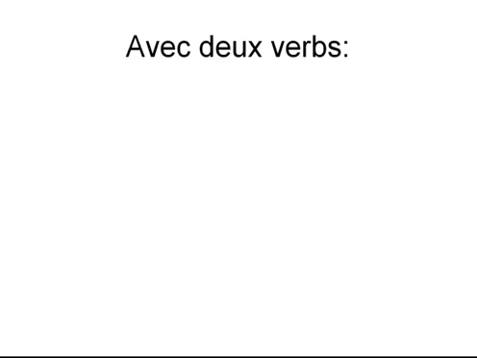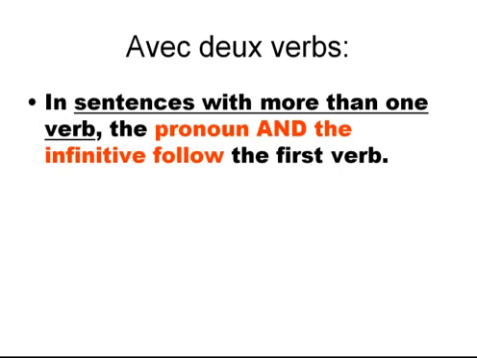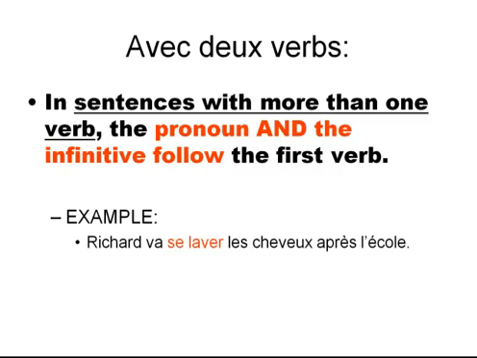Avec deux verbes, well, sometimes there's times when we need to have two verbs in a sentence. In sentences with more than one verb, the pronoun and the infinitive follow the first verb. In other words, the reflexive pronoun is going to go in front of the infinitive, just like it did with object pronouns when you had two verbs in a sentence. So Richard va se laver les cheveux après l'école. Richard's going to wash his hair after school, where the reflexive pronoun se goes in front of the infinitive laver after the conjugated verb va.